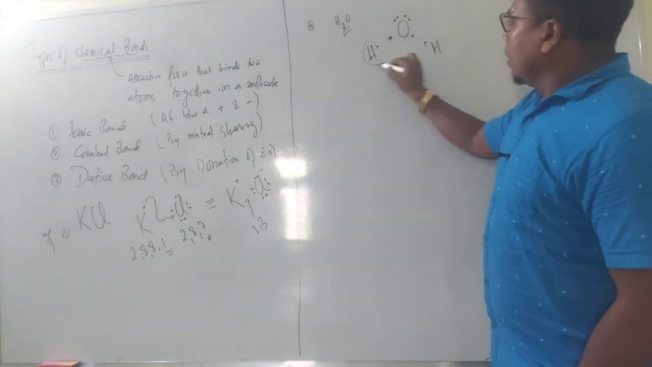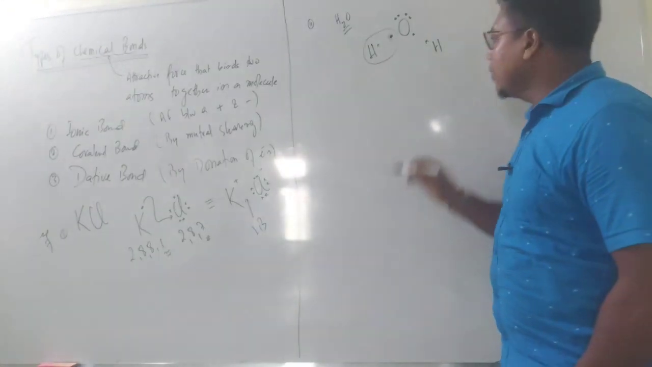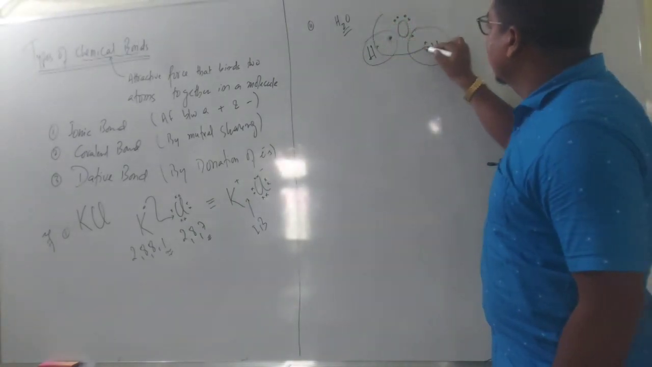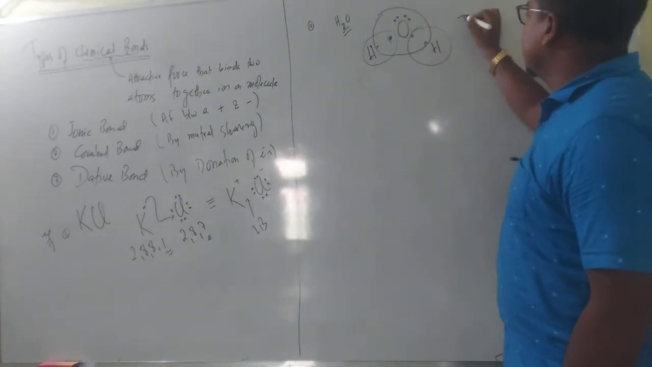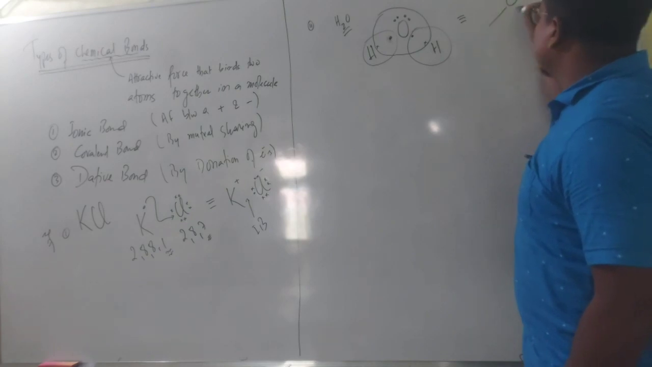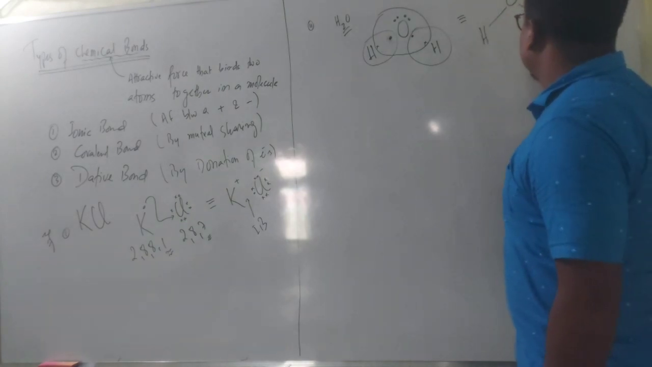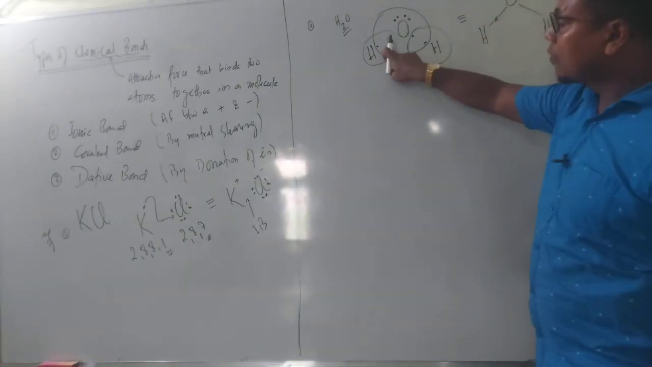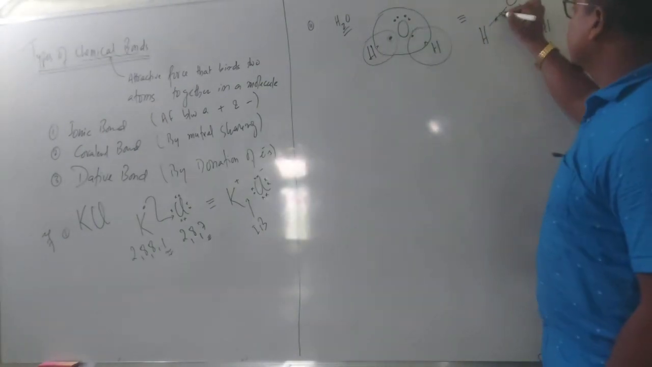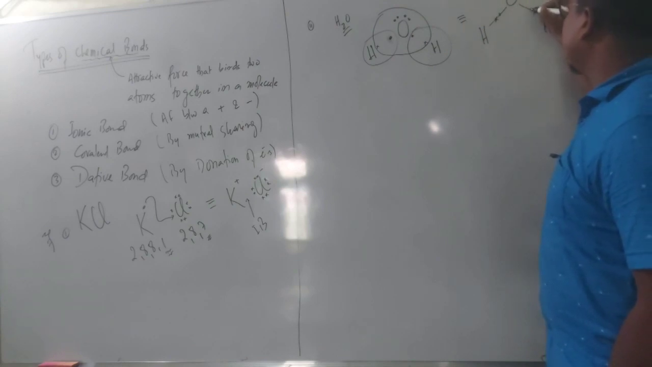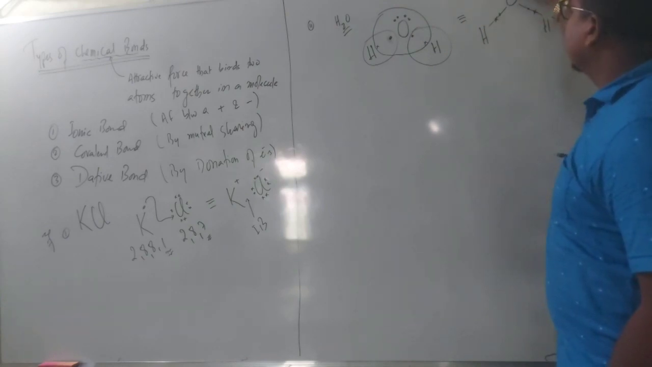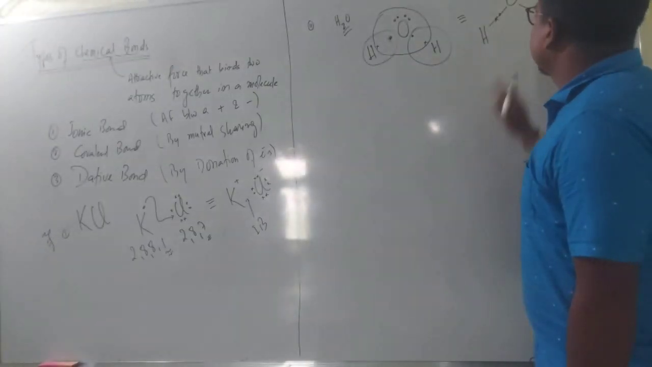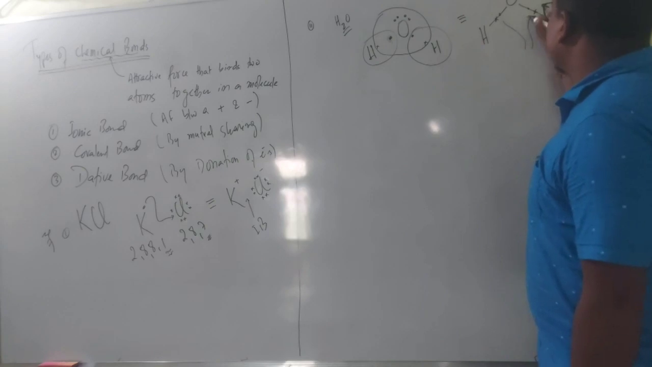Now hydrogen's duplet is getting complete, hydrogen's duplet is getting complete, oxygen's octet is getting complete. So this results in the formation of two covalent bonds by mutual sharing of electrons between hydrogen and oxygen atom, and two lone pairs of electrons are left on oxygen atom. Okay, so these are covalent bonds. These two bonds are covalent bonds.